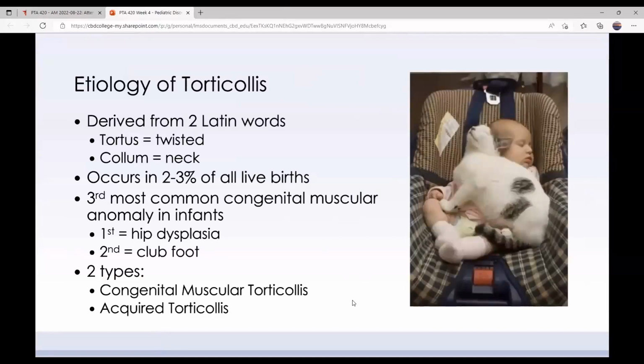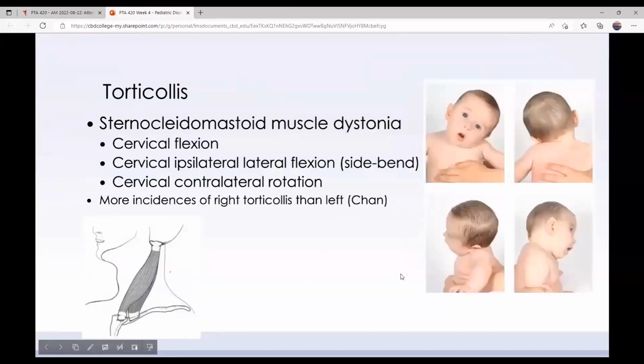Many of these babies oftentimes have another diagnosis with this. But what it is basically is dystonia, or a contraction of the sternocleidomastoid, okay? So the baby is going to be stuck in this side bended position. They're going to be side bent, and then rotated and flexed, okay? So they just have contraction of the sternocleidomastoid. You just have to think torticollis is an overactivity of one of the sides of the sternocleidomastoid.